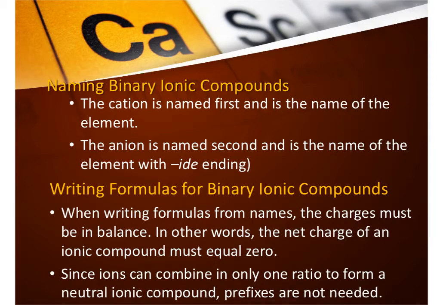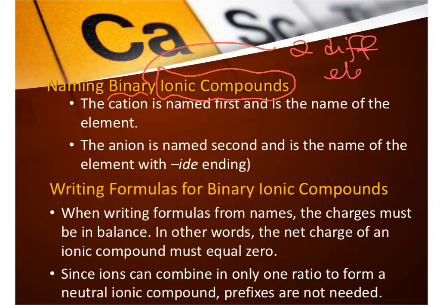Naming ionic compounds gets a bit more complicated because there are so many different types of ionic compounds. So we're going to start with the easiest, and that's binary ionic compounds. Binary simply means there are 2 different elements in that compound. All right, so we'll start with those first.